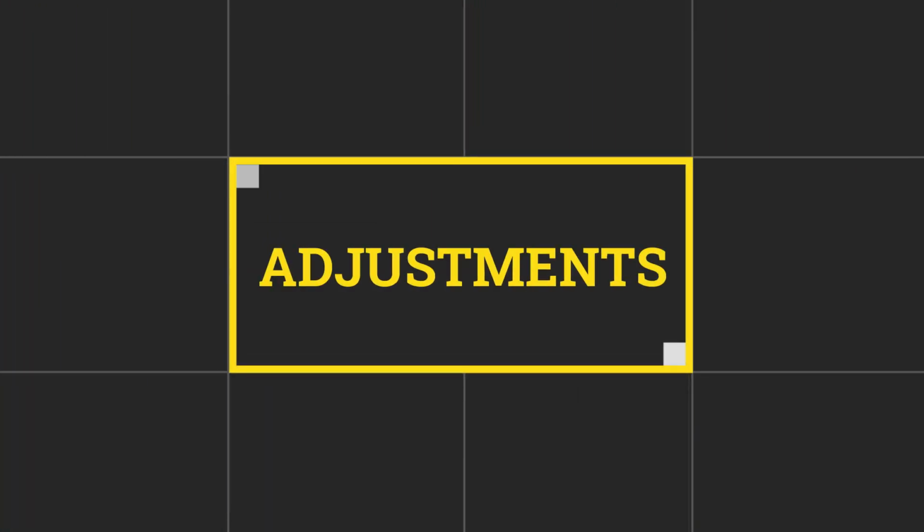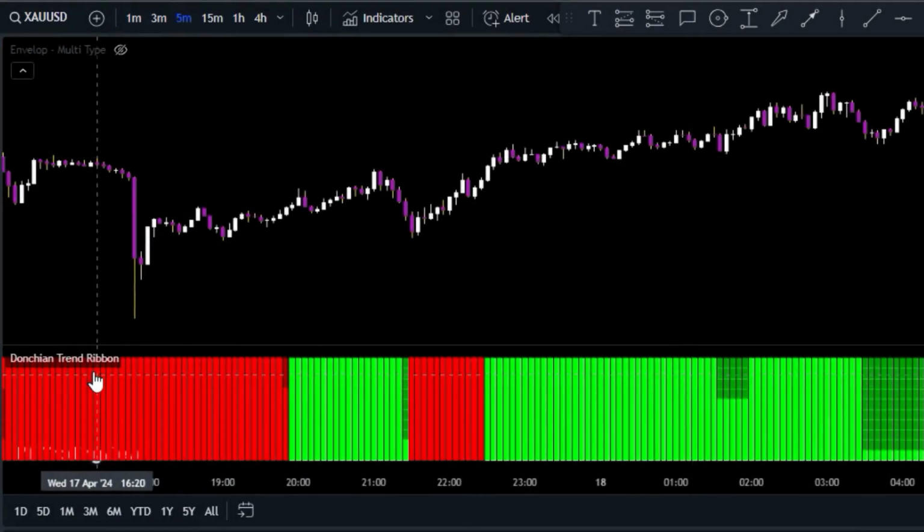But hold on to your horses, there's more. To make the most out of the Donchian Trend Ribbon as a trend finder, we've got to tweak the settings. So don't worry, I'll walk you through it.